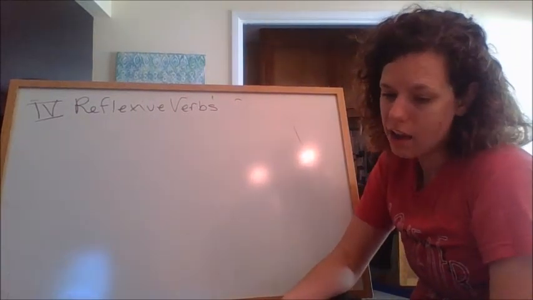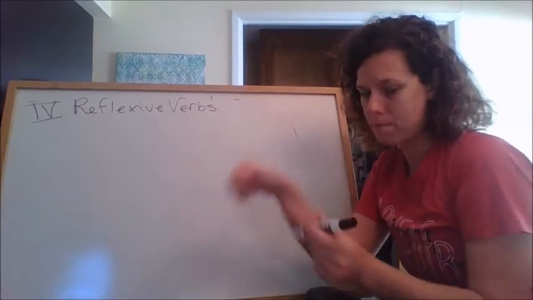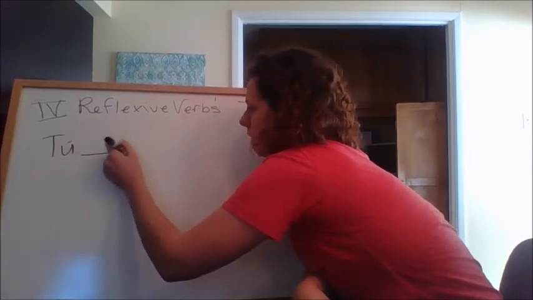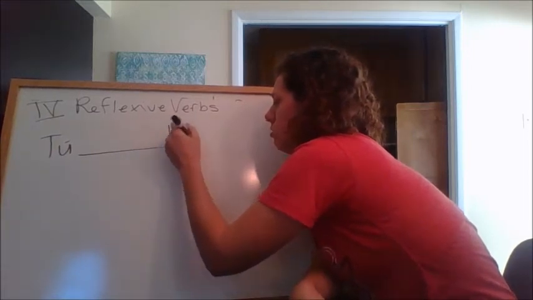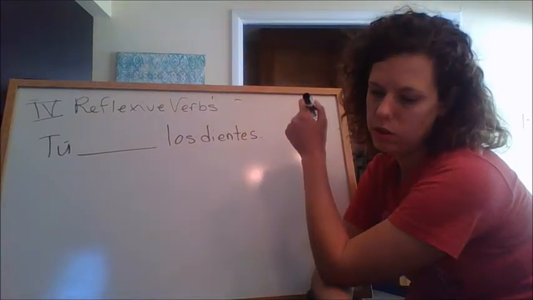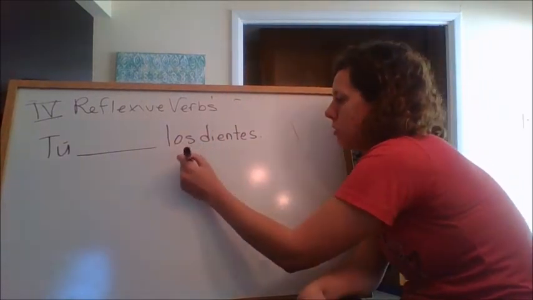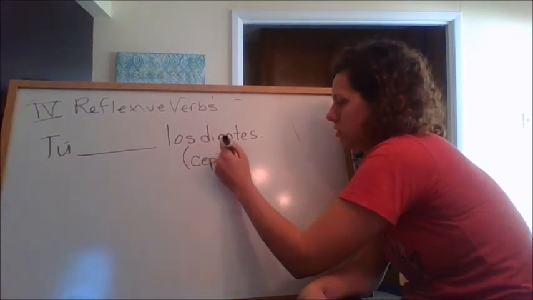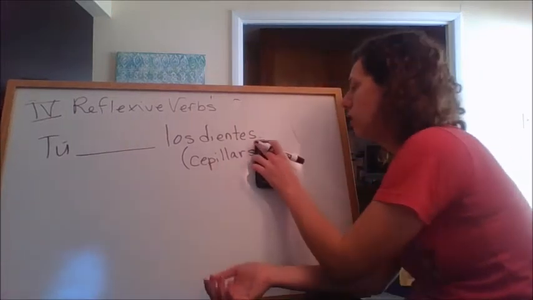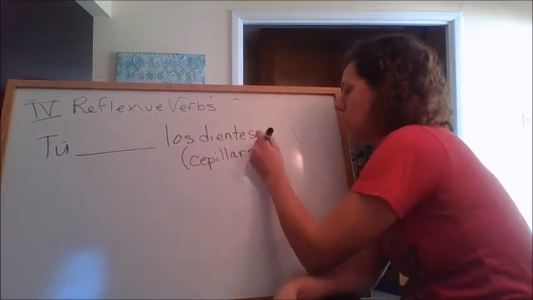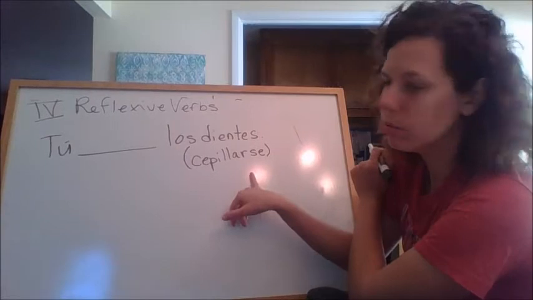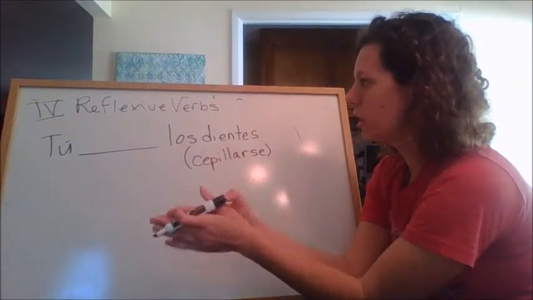So you might have something like, "Tú ___ los dientes." And then I might give you the verb cepillarse. All right, so it's going to look like this. You're going to have a sentence with a blank, and then I'm going to give you the verb. So how do we make this a reflexive construction?